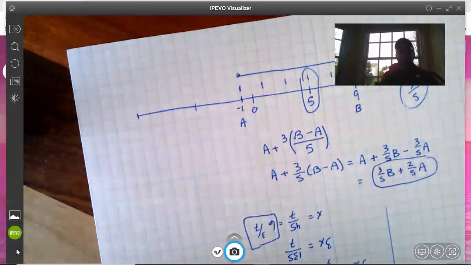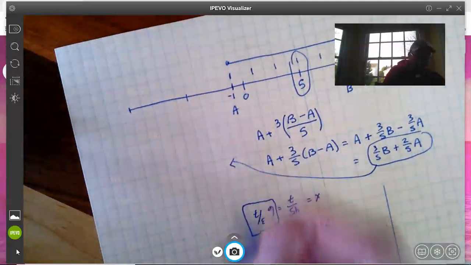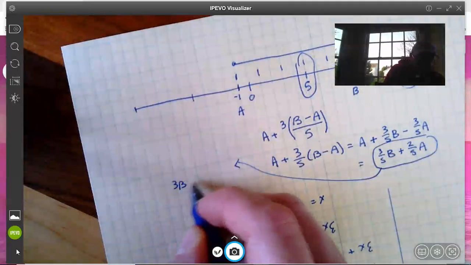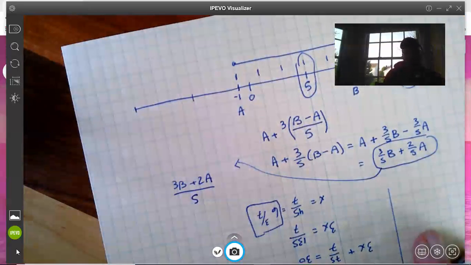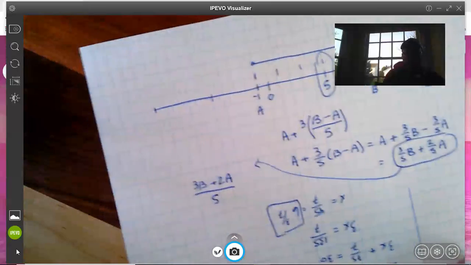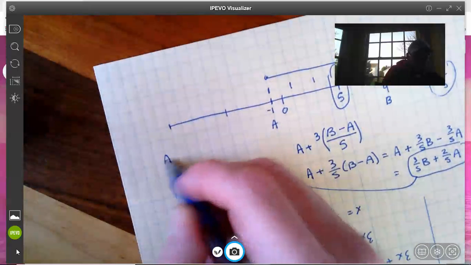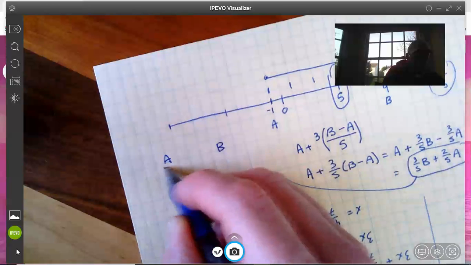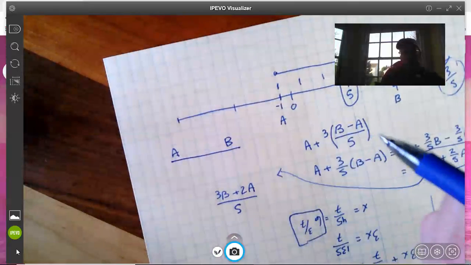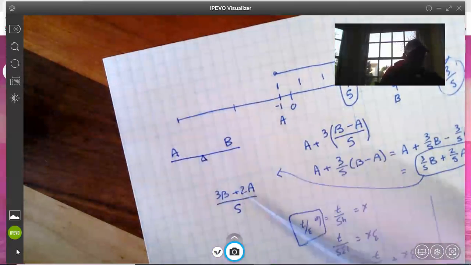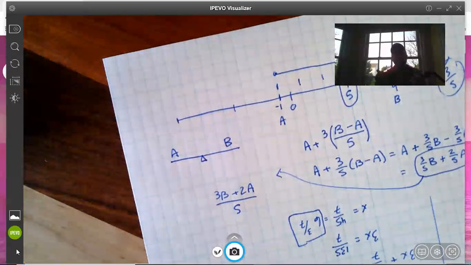Okay. I'm going to toss a little something else in here for you, something to think about. We could also rewrite this as (3B plus 2A) over 5. And I want to think about a different way of thinking about this. If we take the average of two numbers, like A and B, we add them together and divide by 2, because there are two numbers. What we're finding is kind of like a balancing point between A and B. So A and B are sort of equally balanced.